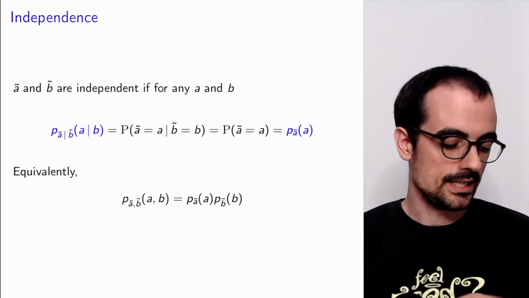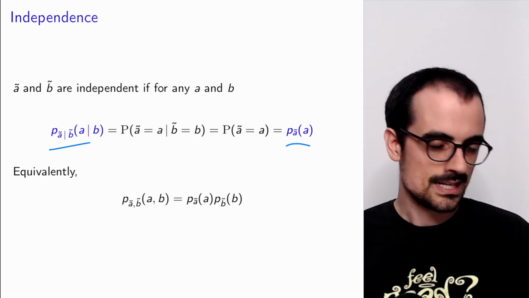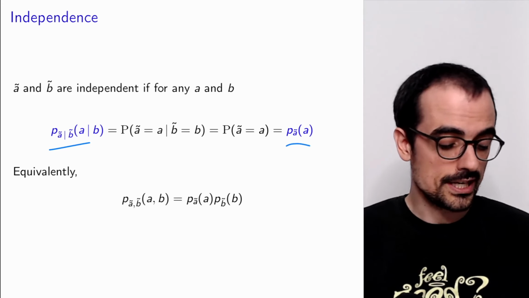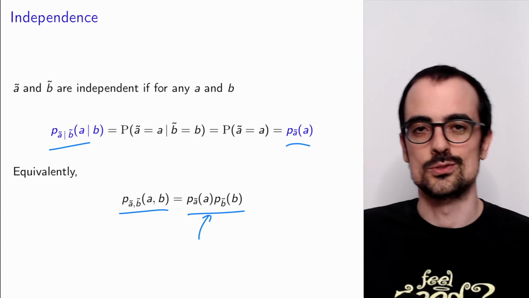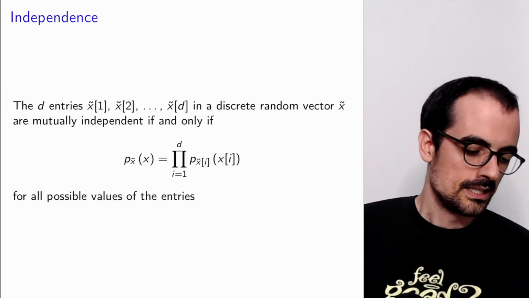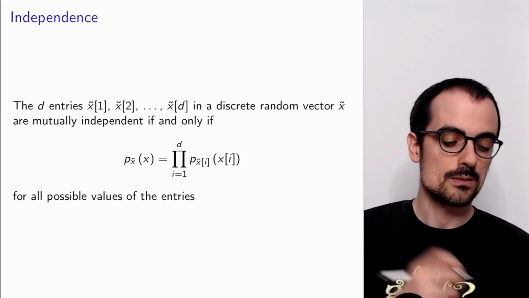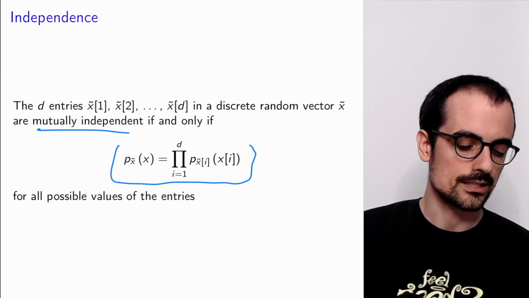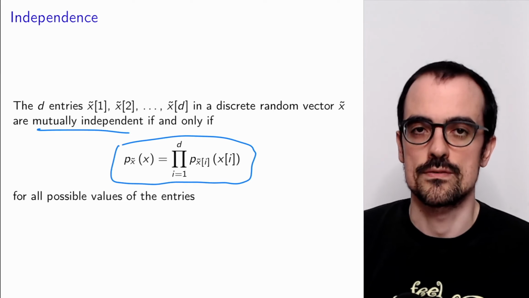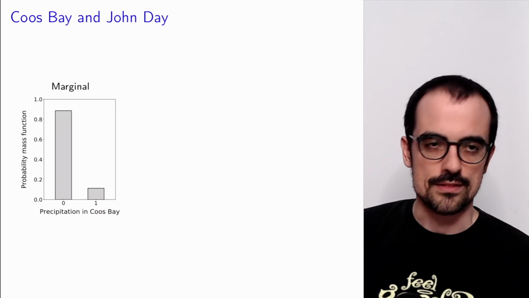This is reflected in the conditional PMF, which is exactly the same as the marginal PMF, or equivalently by the chain rule, the joint PMF factorizes into a product of the two marginals. We can have independence for many random variables, and in that case we say that they're mutually independent if their whole joint PMF factorizes into a product of the marginals for all possible values of the random variables.